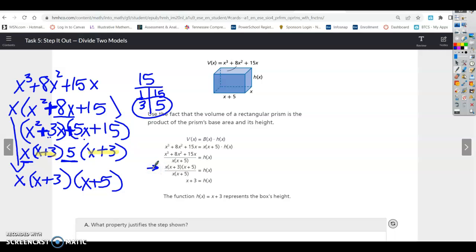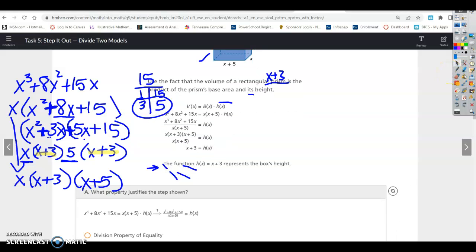And then anything divided by itself equals 1. Once it's in factored form, you can see that the x's reduce and the x plus 5's reduce. That leaves just x plus 3. So your height is x plus 3. If you wanted to check this, you could multiply these three sides together and you should get the volume. So the function h of x is x plus 3, which represents the box's height.